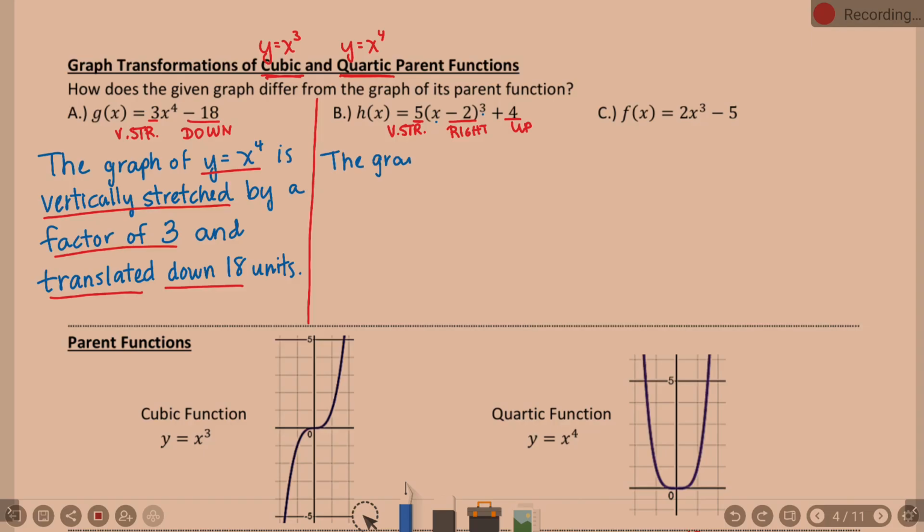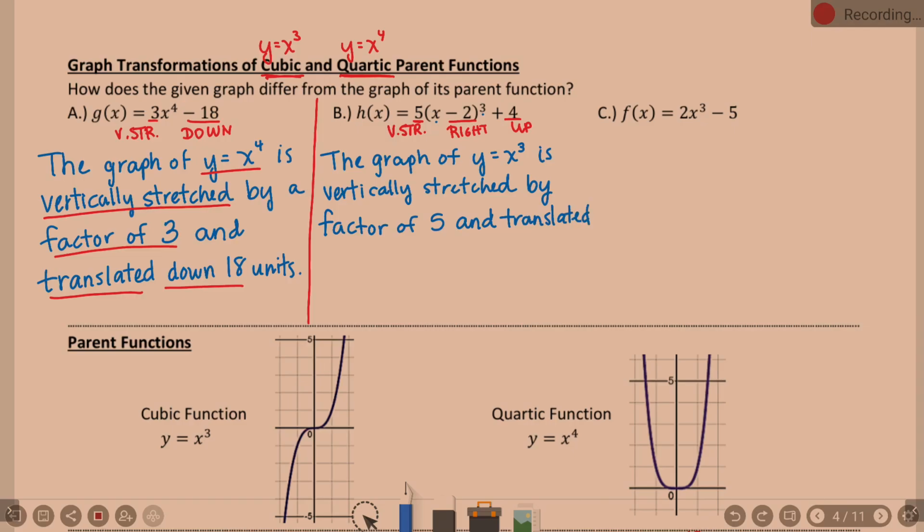So the graph of y equals x to the third, or you could say the function, is vertically stretched by a factor of 5 and translated right 2 and up 4 units.